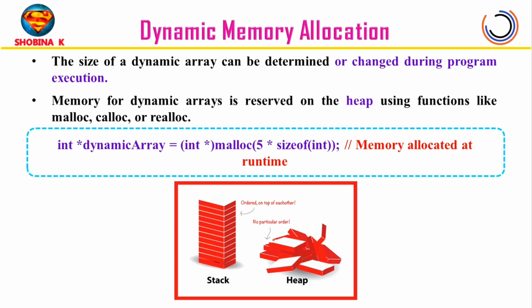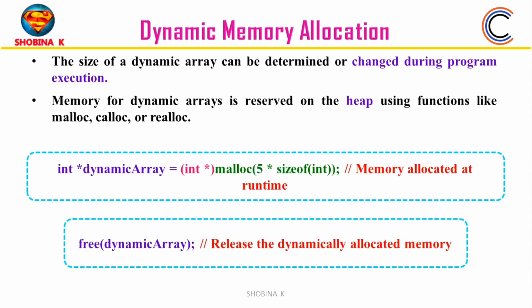In this example, you are dynamically allocating memory on the heap for an array of 5 integers. Now breaking down the code, malloc(5 * sizeof(int)). This part requests memory on the heap to store an array of 5 integers. The sizeof(int) is used to determine the size of one integer in bytes. The total allocated memory is 5 times the size of an integer.